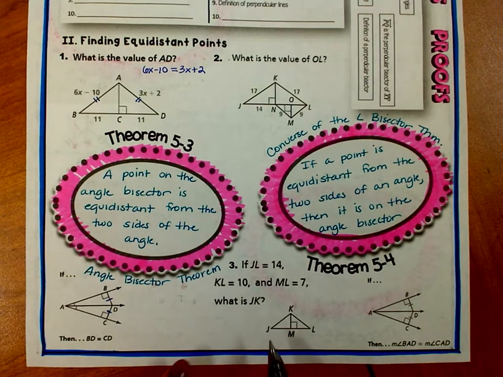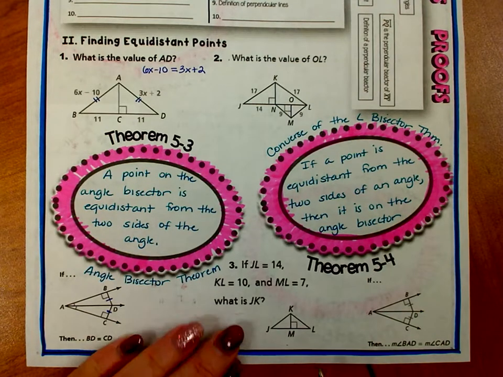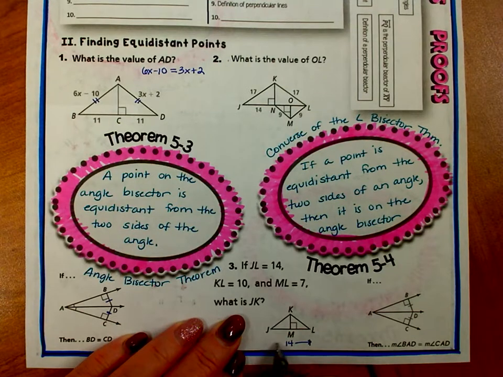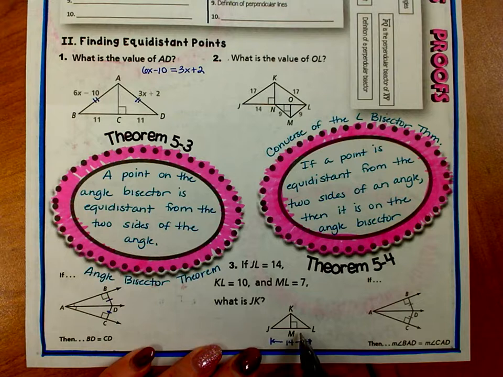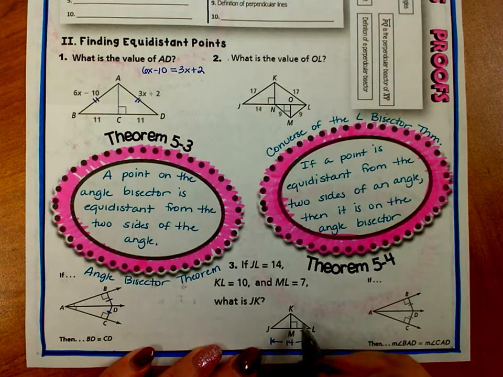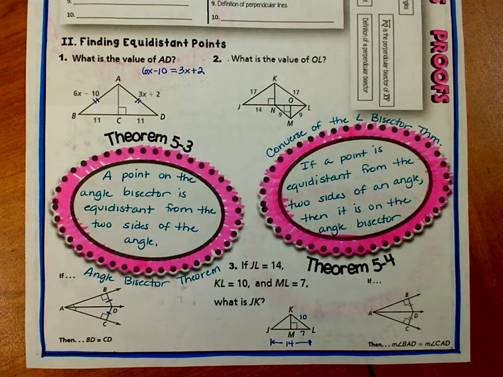So let's take a look at the last problem. If JL equals 14, so that's all of this part right here, and ML equals 7, and KL equals 10, what is JK? And I think you'll be able to figure that out.